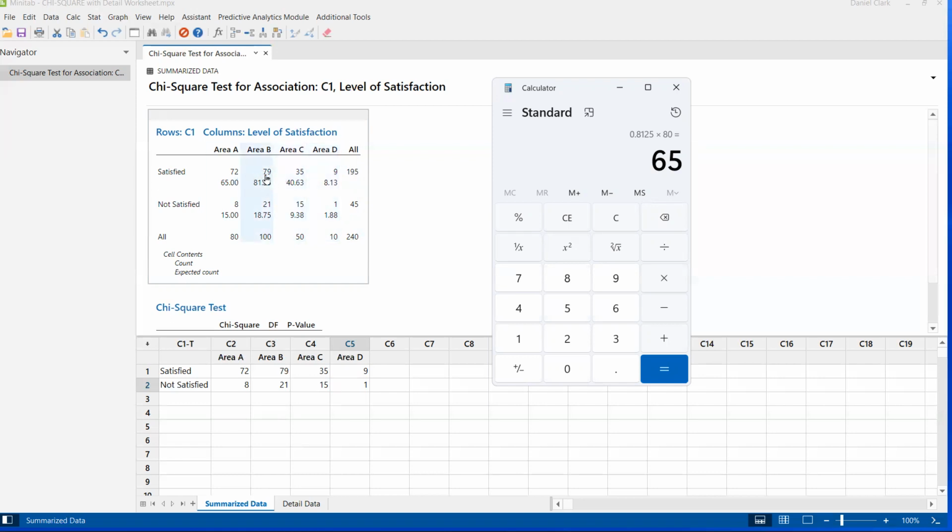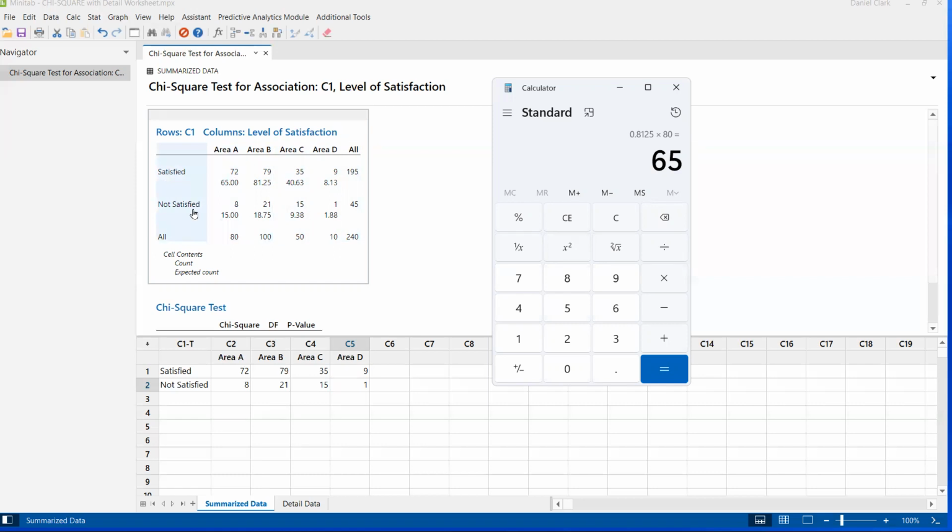Now, you can see that some of these proportions are kind of close. 9 out of 10 customers versus about 8 out of 10 customers, 79 out of 100 customers versus about 81 out of 100 customers. Those proportions don't seem to be so different. Area A seems to be different.